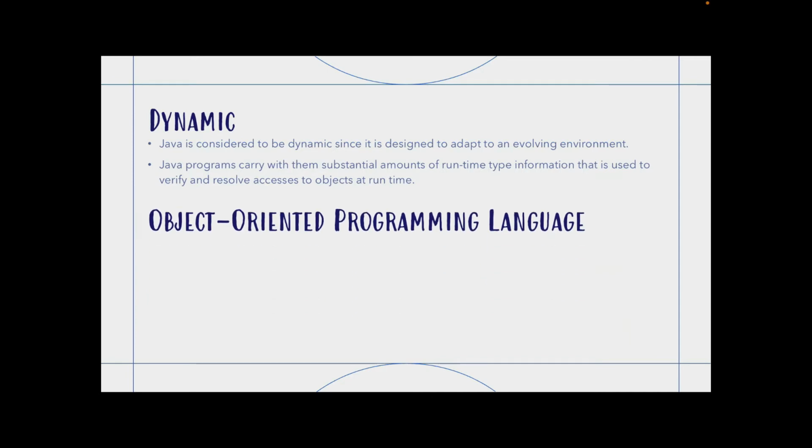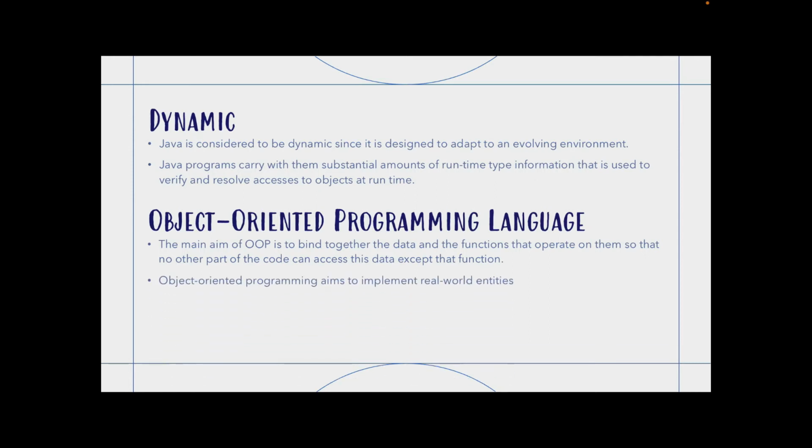Dynamic. Java is considered to be dynamic since it is designed to adapt to an evolving environment. Java programs carry with them substantial amounts of runtime type information that is used to verify and resolve accesses to objects at runtime. Object-oriented programming language. The main aim of OOP is to bind together the data and the functions that operate on them so that no other part of the code can access this data except that function. Object-oriented programming aims to implement real-world entities.